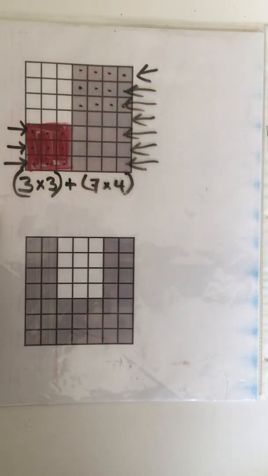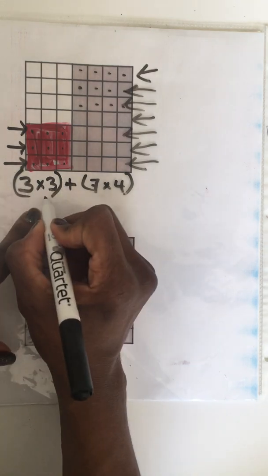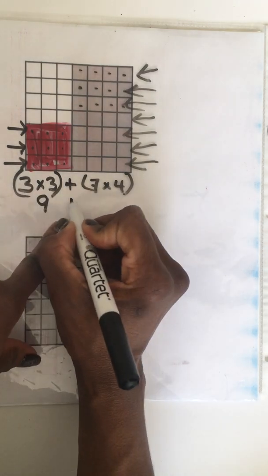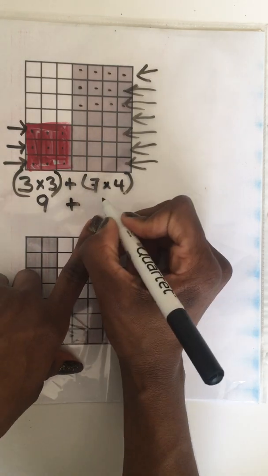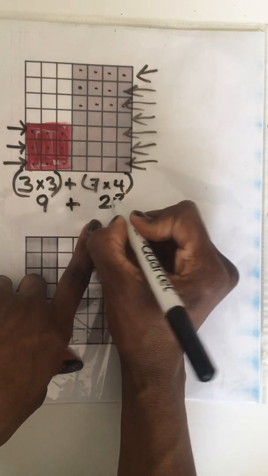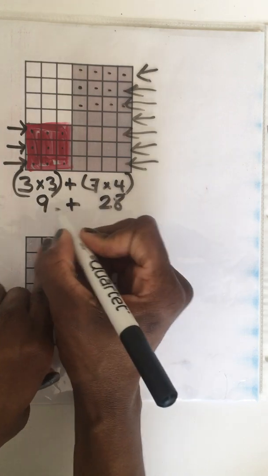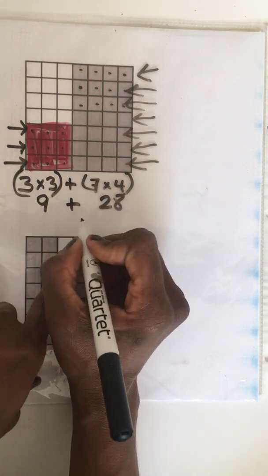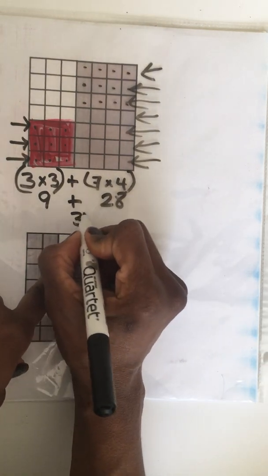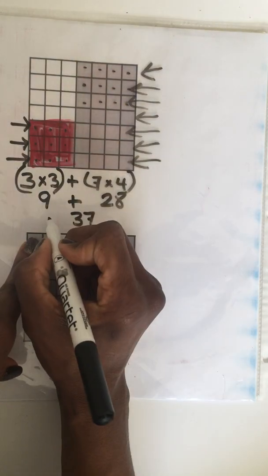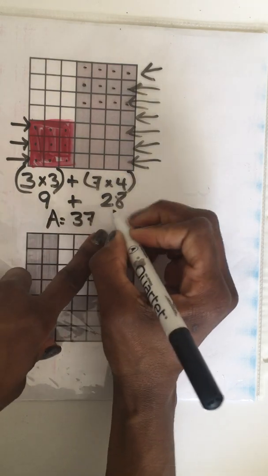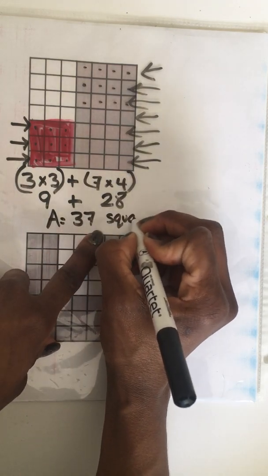Okay? 3 times 3 is 9 plus 7 times 4. 7 times 4 is 28. I'm going to add this 28 plus the 9 and I will get 37. So the area of my entire figure here, A equals 37 square units.